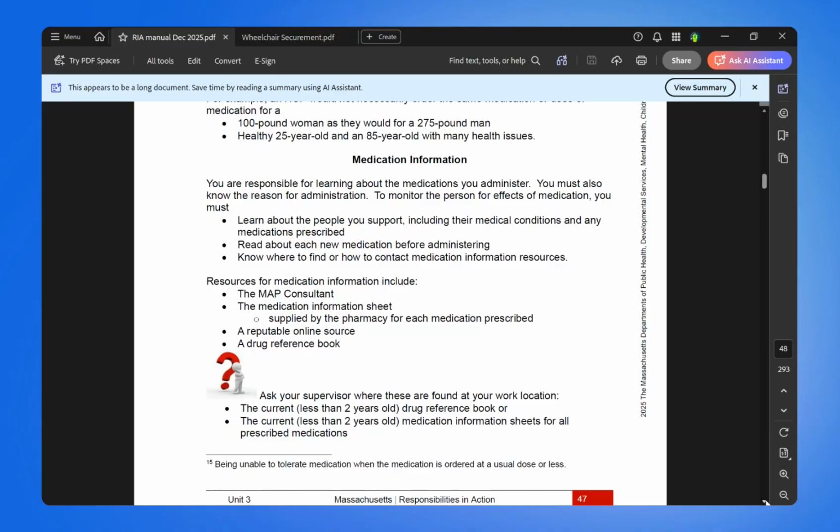You're going to ask your supervisor where these are found at your work location. They should be current, less than 2 years old, for a drug reference book, or current, less than 2 years old, for a medication information sheet for all prescribed medications. Typically, what we use is a drug book that's less than 2 years old. So most of the houses have the drug reference book readily available for all staff to read, as well as online resources such as drugs.com, which is another reputable source, or medline.com.